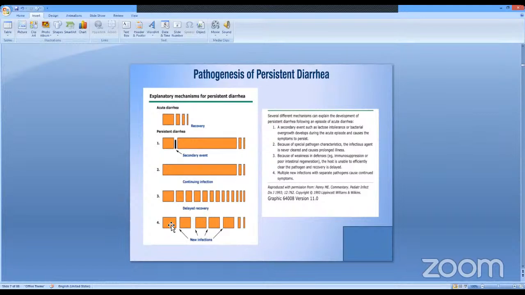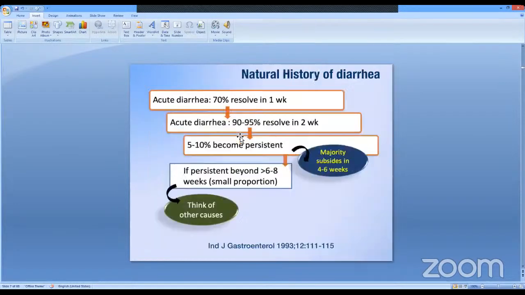coli, then recovering, suddenly develop Salmonella, then recovering, then develop Shigella, and in this way it will continue. And so multiple infections is also a responsible factor for persistent diarrhea. So now, natural history.